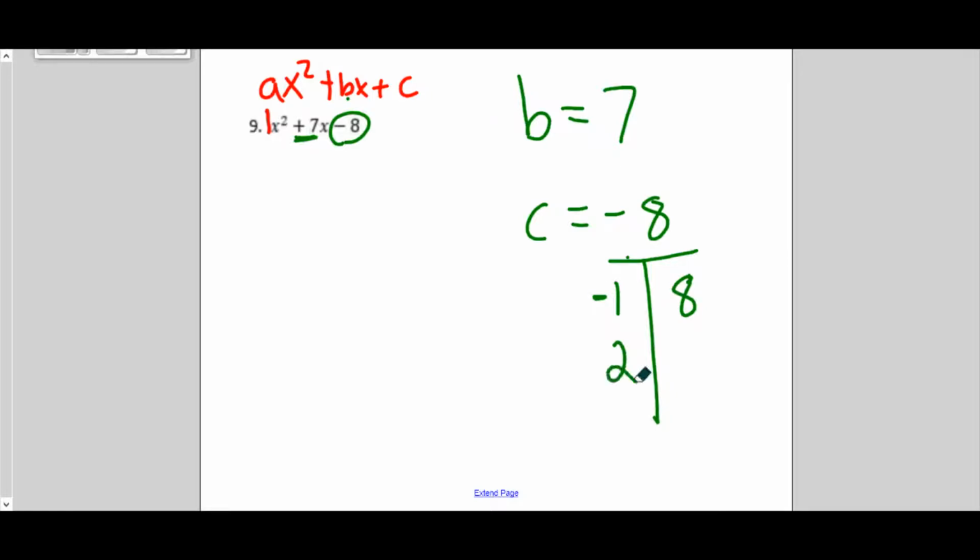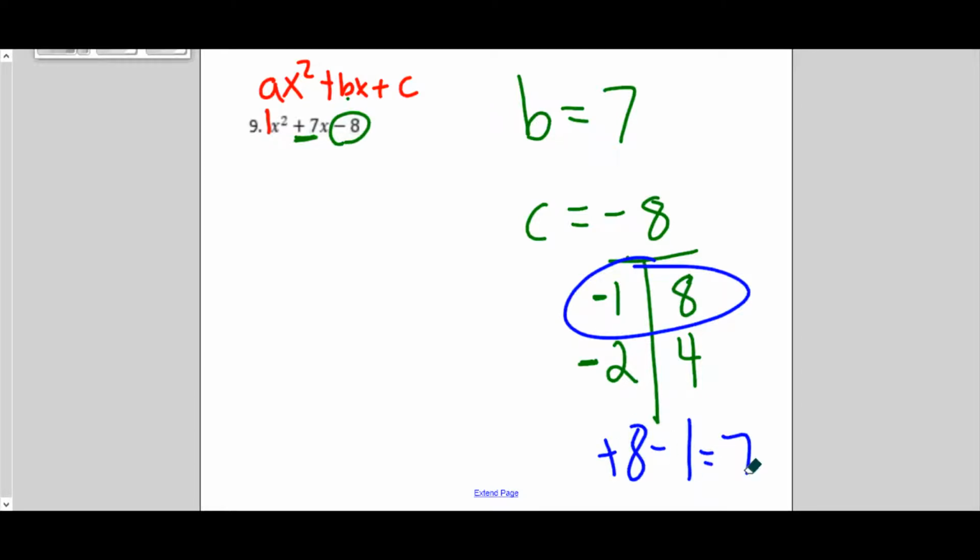We could say 2 and 4, and let's maybe just put the negative with the 2. So these are all the factors of 8. I just want to choose the ones that add up to 7, positive 7. So 8 minus 1, well, hey, that's 7. So when I do positive 8, subtract 1, I get 7.